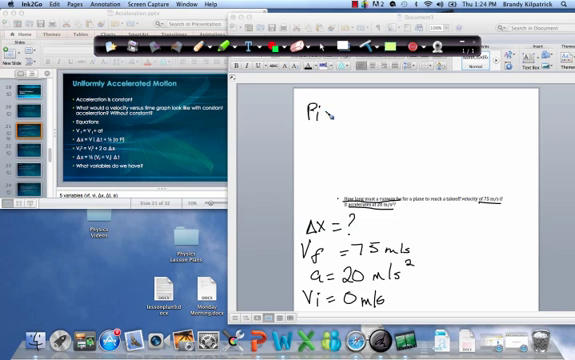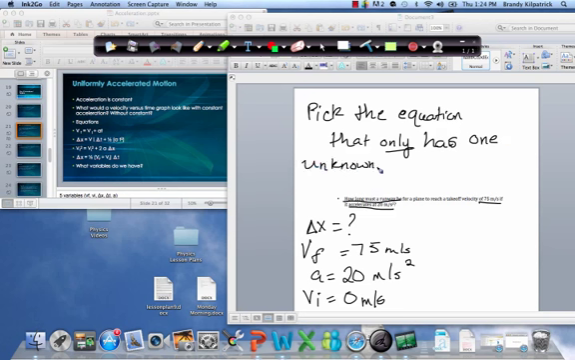So now I need to look to see which equation I will use. Pick the equation that only has one unknown variable. So you will not be able to use the same equation every time. You need to pick the equation that's going to work for your situation. So I would look to see which equations have delta x first, and then see if that equation only has delta x as the only unknown.